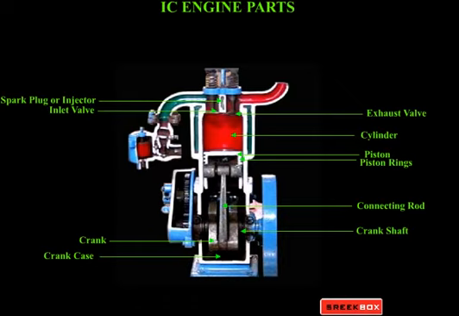Crankshaft. Power is obtained from the crankshaft. The crankshaft in combination with connecting rod converts reciprocating motion of the piston into rotary motion.